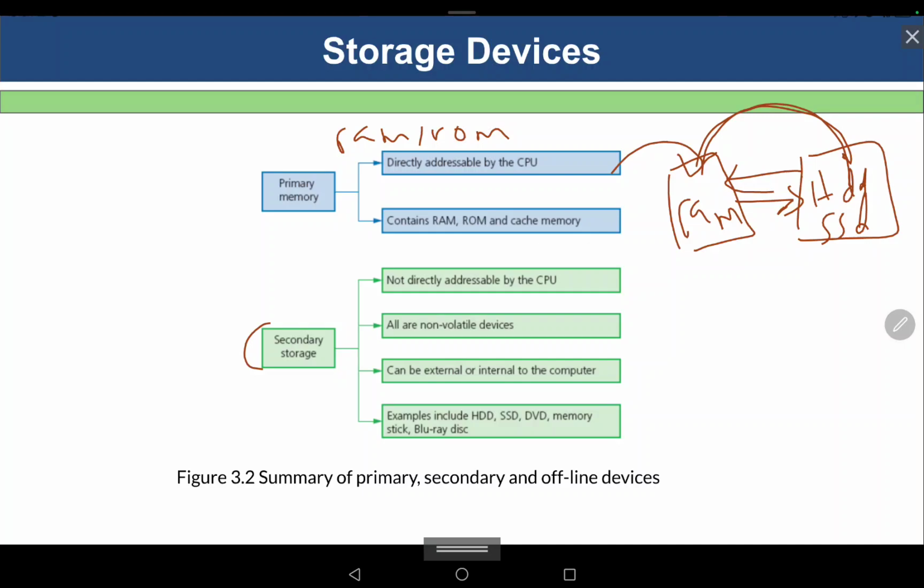Examples of primary storage are RAM, ROM, and cache memory. Secondary storage devices are non-volatile, meaning that these devices do not lose data when the computer shuts down. They can be external and they can be internal. Examples of them are HDD, SSD, DVD, memory stick, and Blu-ray disc.